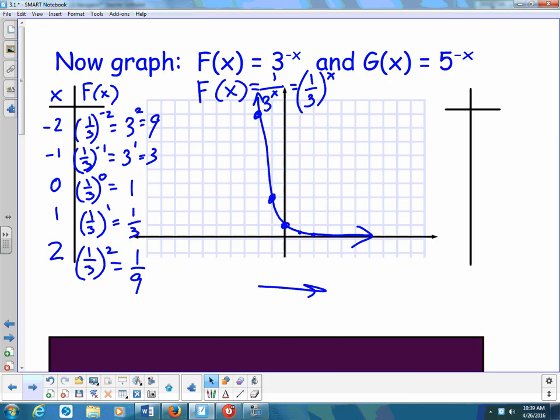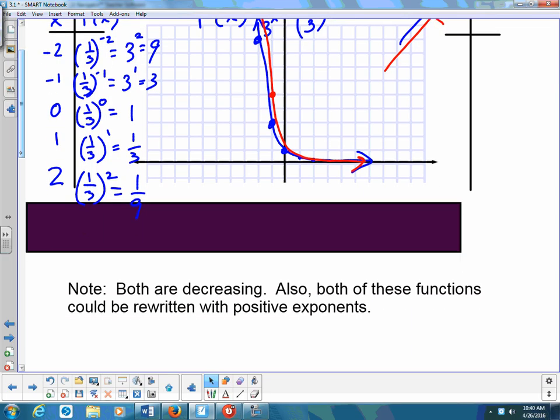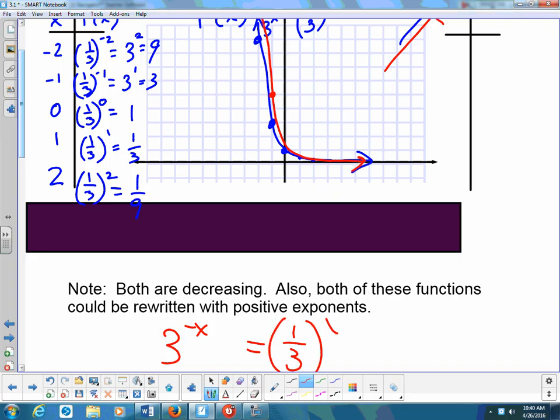And likewise, if we were to plot this one, 5 to the negative x, do that one in red here, I'm going to graph this one. It's going to be the same thing, except it's going to be falling even steeper. So it's going to look something like this. We won't go through plotting all those points. All right, so both functions are decreasing, and both these functions could be rewritten with positive exponents, which is what I just did. So instead of writing 3 to the negative x, I rewrote it as 1/3 to the positive x. I rewrote it with a positive exponent.